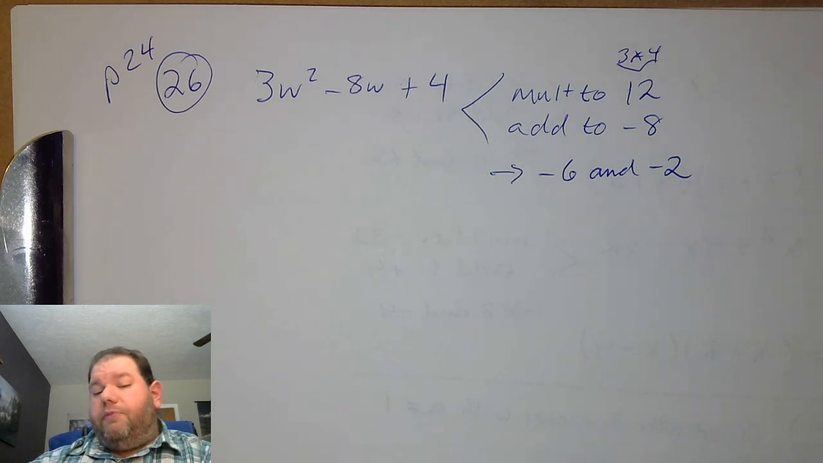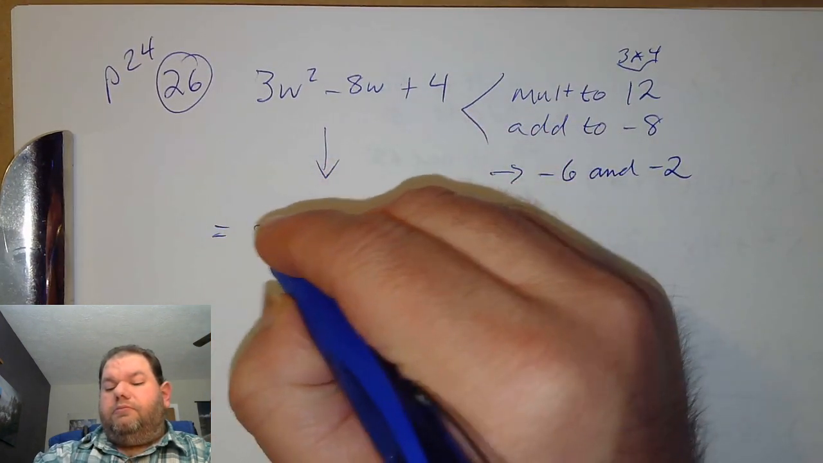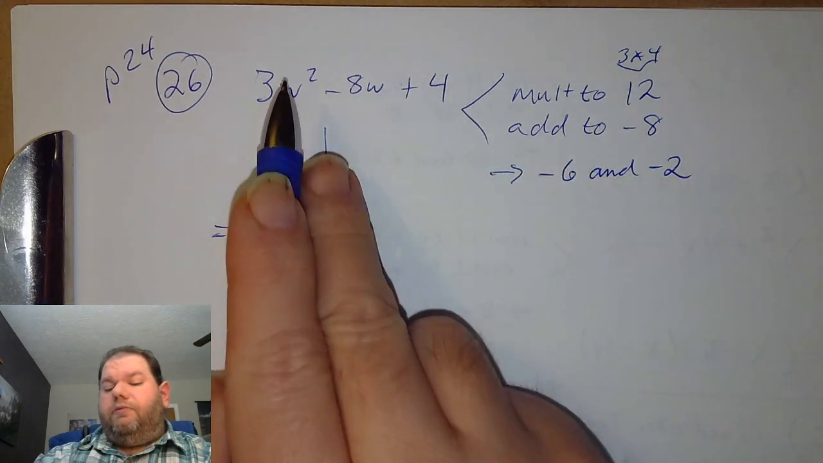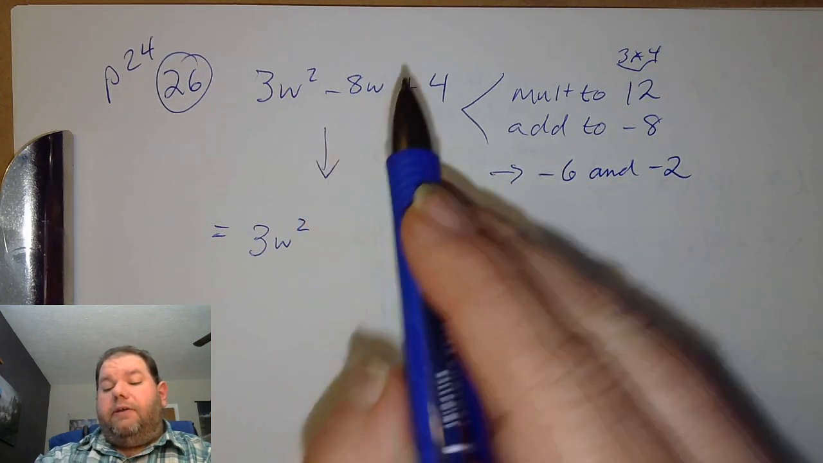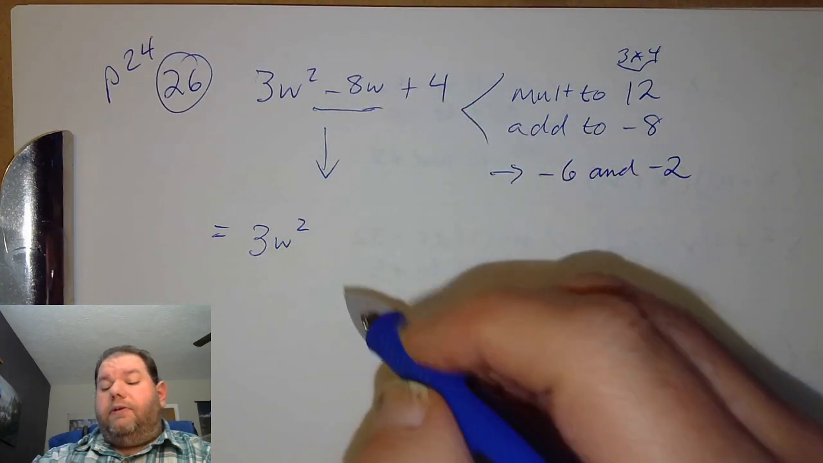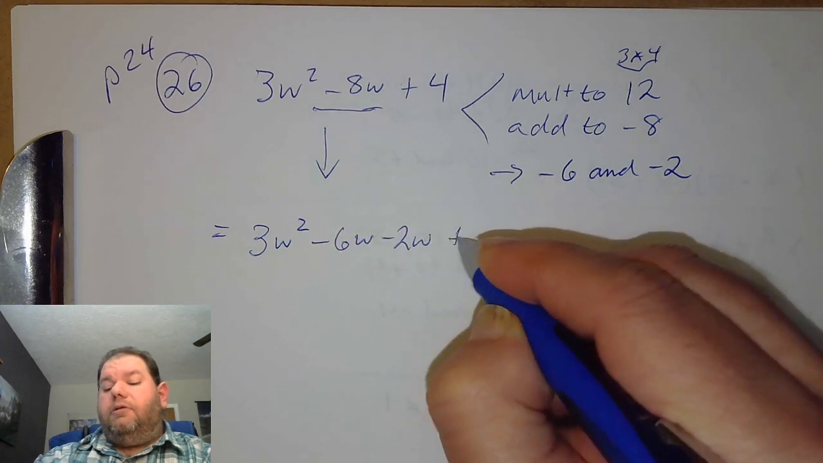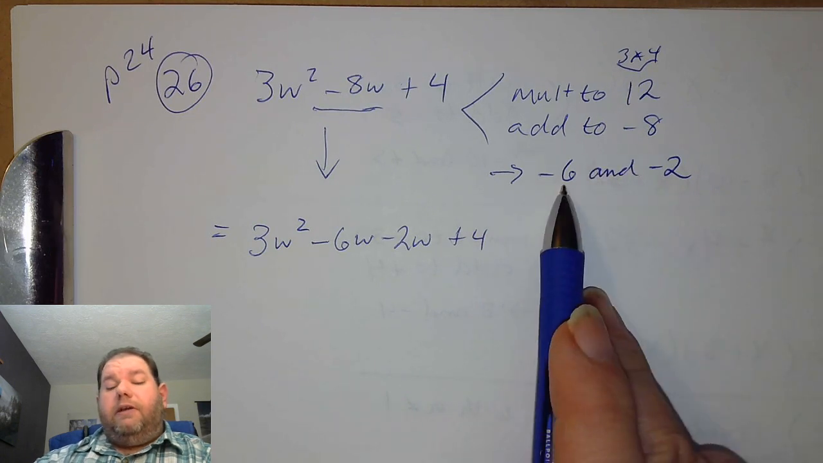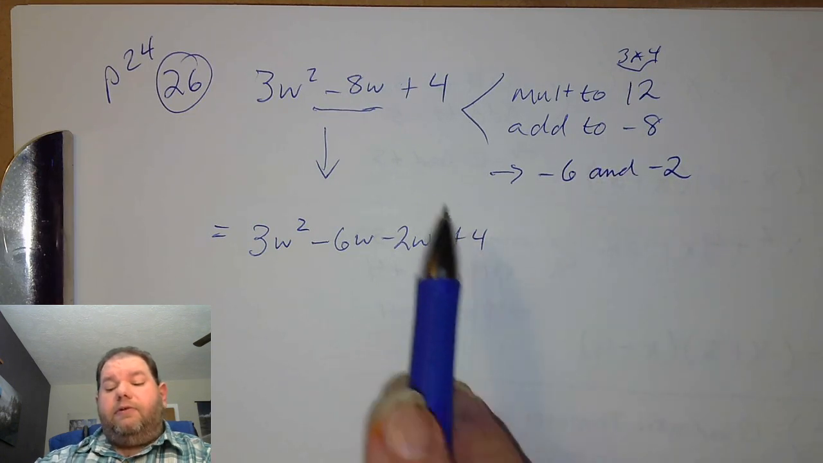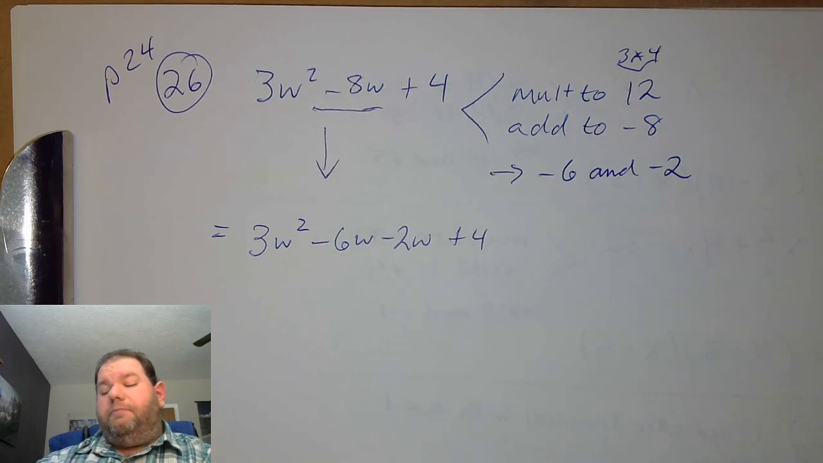Now, the way that we proceed here is different than what we had done before. So what we're going to do is take this minus 8w right here, and split it into two parts. We're going to split it into minus 6w and minus 2w. And we can see where that came from. That came from these two numbers. So instead of minus 8w, I'm going to make it negative 6w and negative 2w.